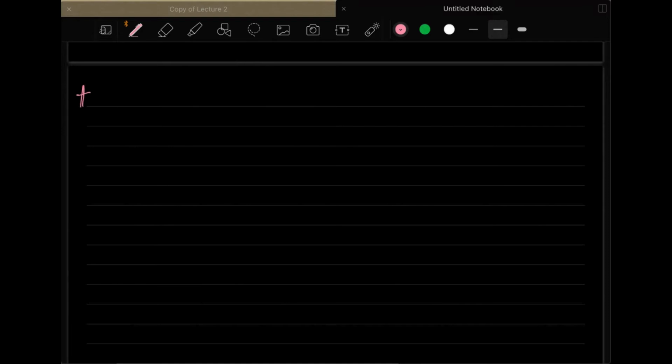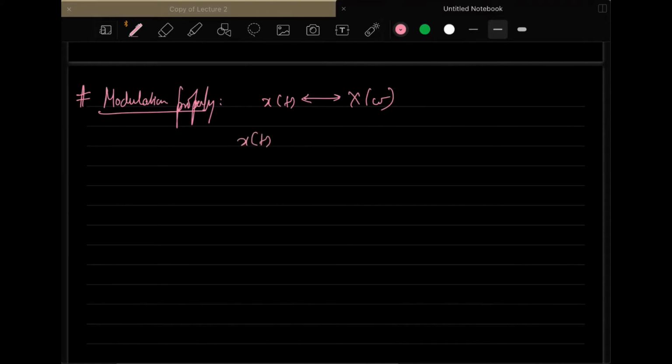The next property that we have here is the modulation property. In this modulation property, x of t has the Fourier transform X of omega. If you multiply x of t by cos omega naught t, then the corresponding Fourier transform will be X of omega minus omega naught plus X of omega plus omega naught.